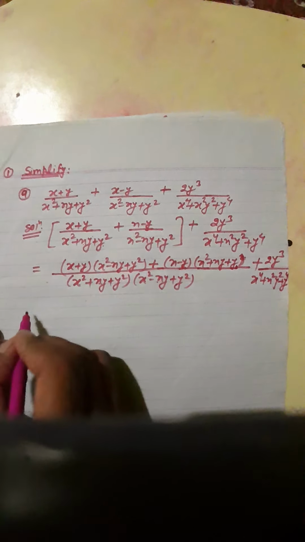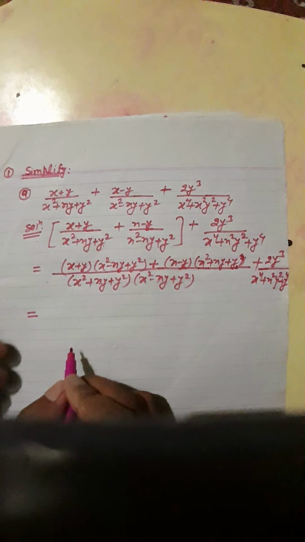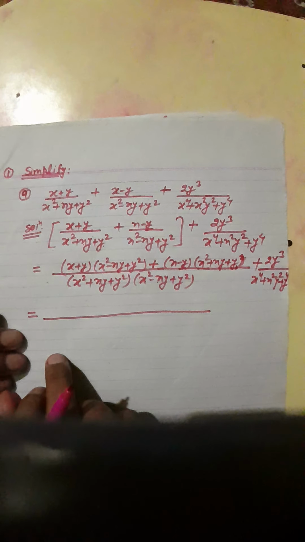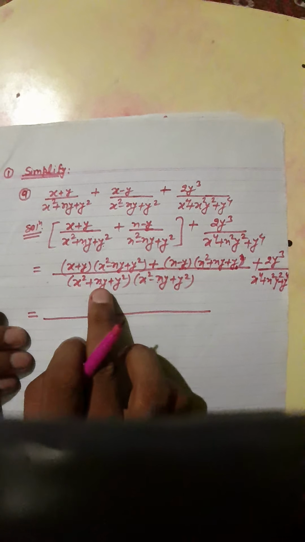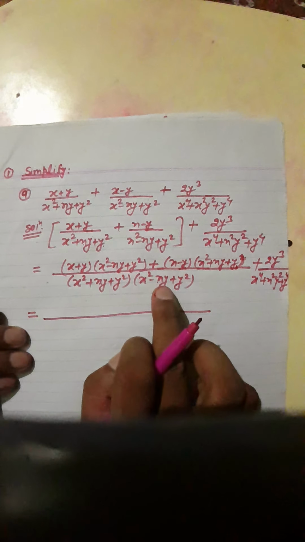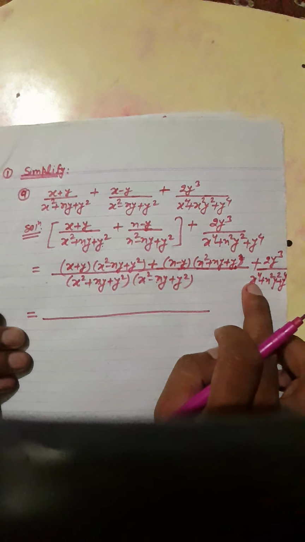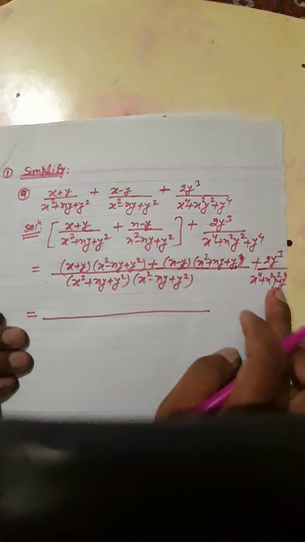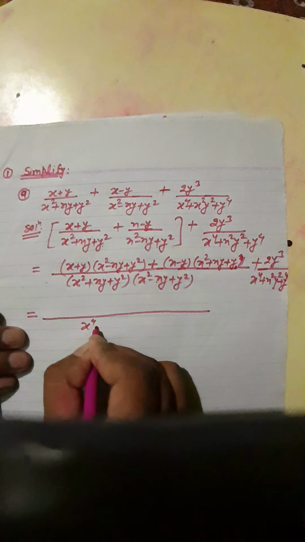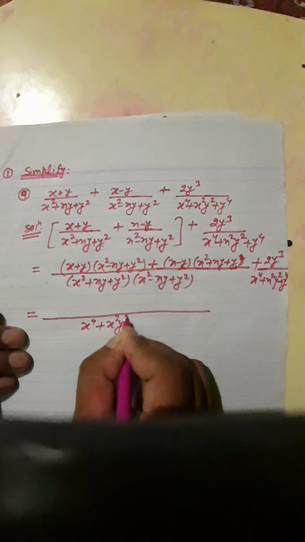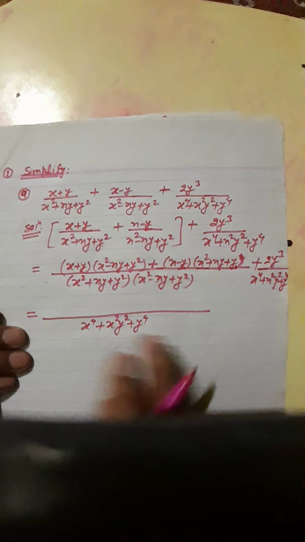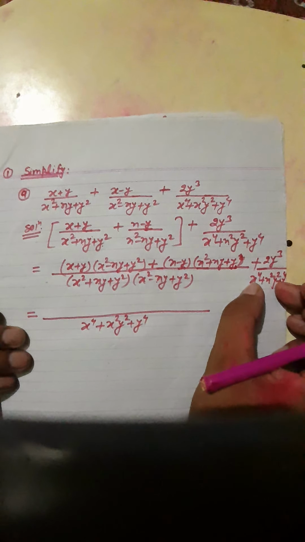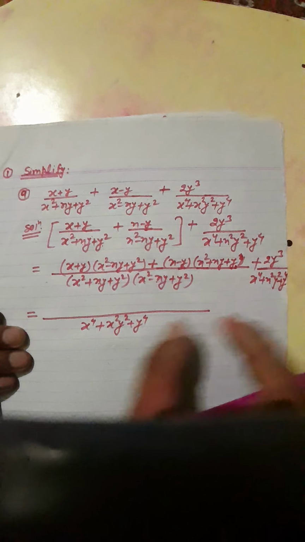Okay, after this, everybody, here in the denominator, these two factors, when we multiply x square plus xy plus y square and x square minus xy plus y square, then we get x power 4 plus x square y square plus y power 4. So let's multiply these two, then we directly get x to the power 4 plus x square y square plus y to the power 4. These two factors when we multiply give this single polynomial, and when we factorize this polynomial, we get these two factors.